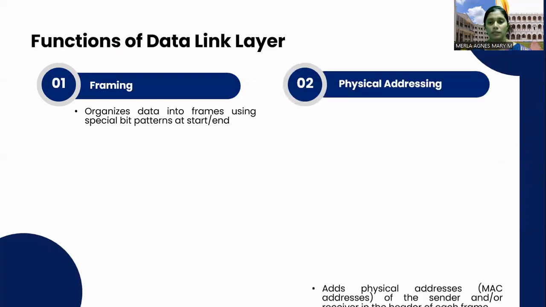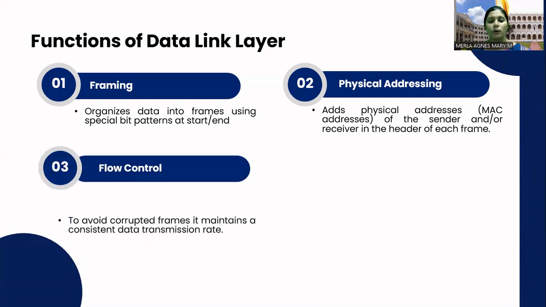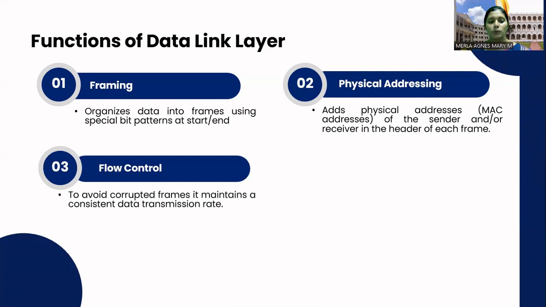And the second is physical addressing. Physical addressing is also known as the MAC address. It uniquely identifies the sender or the receiver. And the third is flow control. It is used to avoid corrupted frames and maintain the data transmission.